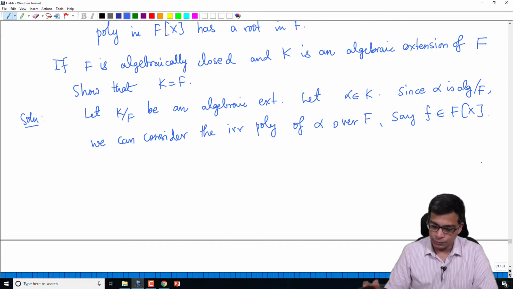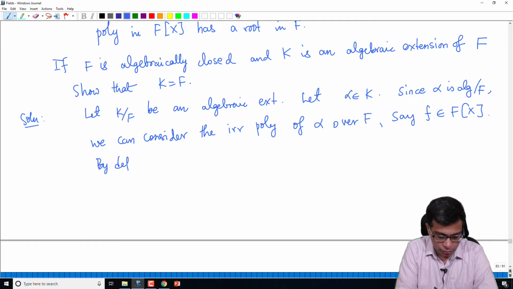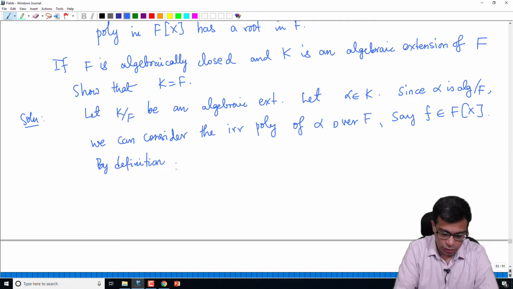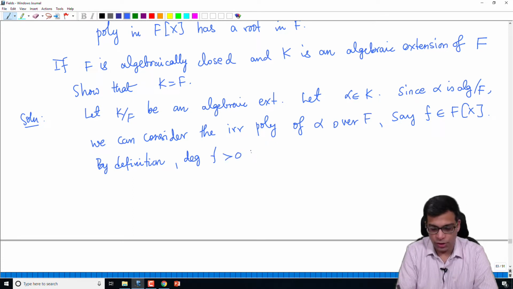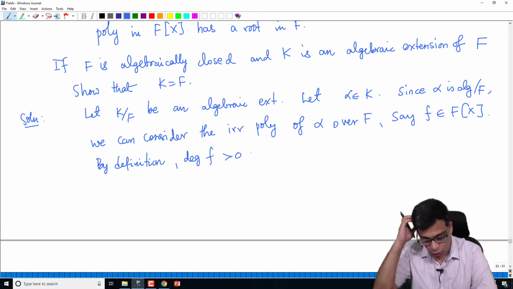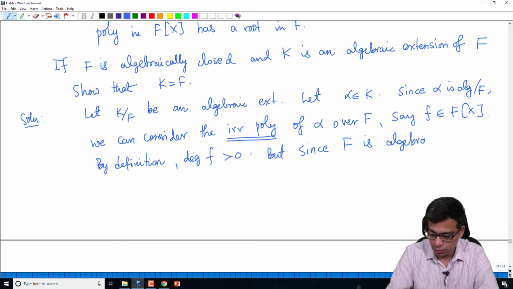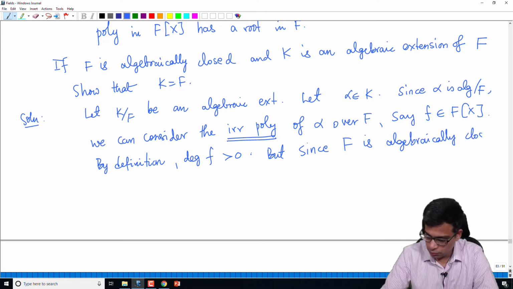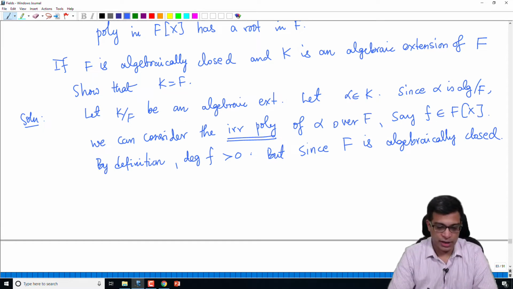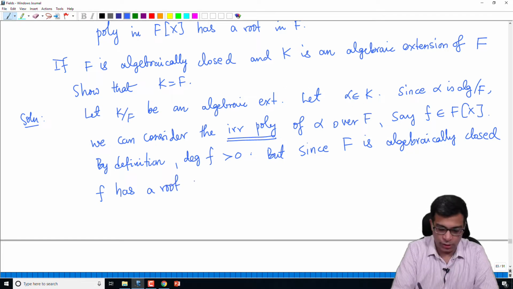So by definition, remember, the degree of f is positive because it's an irreducible polynomial. So that means it is a positive degree polynomial, and f is irreducible in capital F[x]. But since capital F is algebraically closed, that is the hypothesis, small f has a root in capital F.